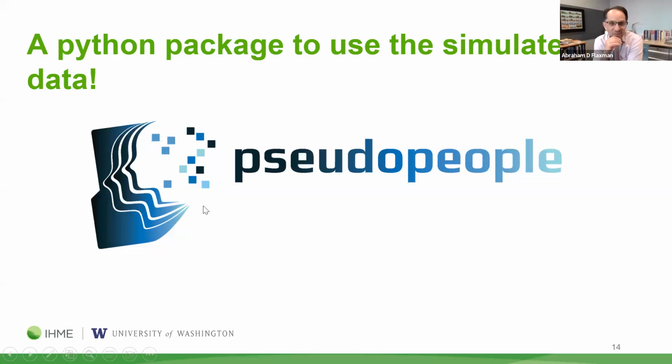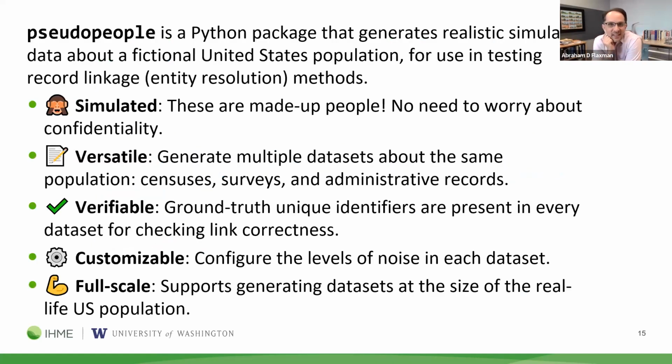And so now, without further ado, the part that I have been so excited to tell you about, but I felt like I needed to give you a little bit of background so you could understand why I'm excited, is a Python package to use this simulated data, pseudopeople. This is a Python package that generates realistic simulated data about a fictional United States population that I want Census Bureau and other entity resolution researchers to use in testing record linkage methods. And I want you to use it, maybe because you're also interested in this record linkage and entity resolution stuff, maybe because you have some other use for it. If you're working with people, maybe this people data could be for you.